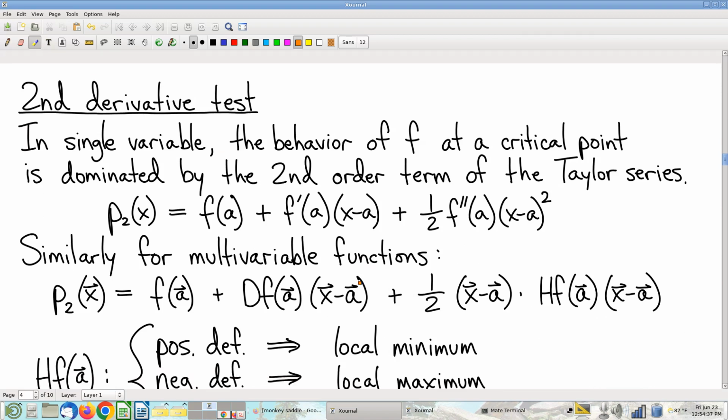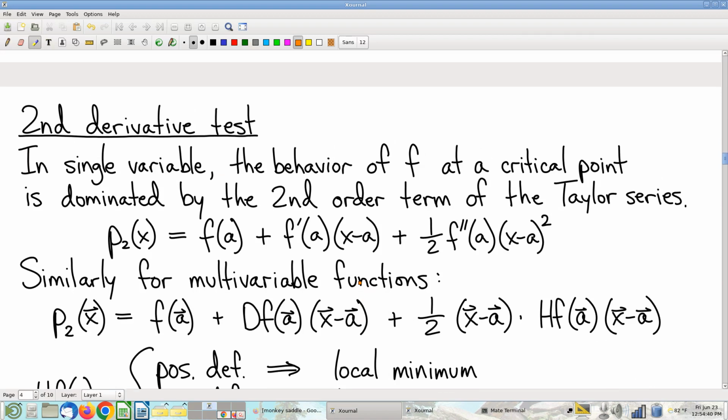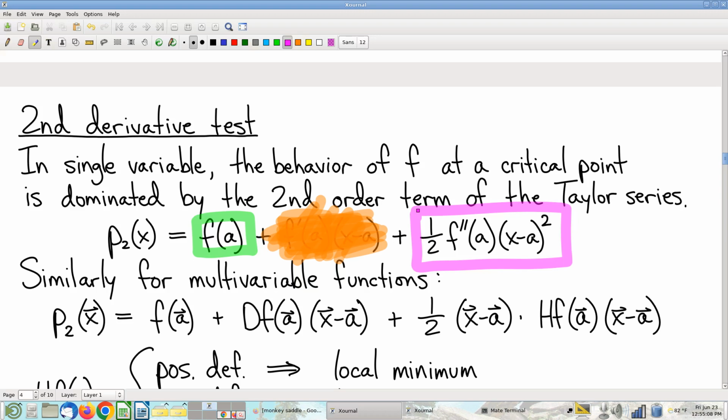So, second derivative test. Y'all remember the single variable second derivative test? There are different ways to think about it. Here's what I like. Here's the second order Taylor polynomial. And if you're considering a critical point where this derivative is equal to 0, this whole term becomes 0. And then whether this value is a minimum or a maximum boils down very simply to whether this second order term is always positive or always negative. This is what it all comes down to.